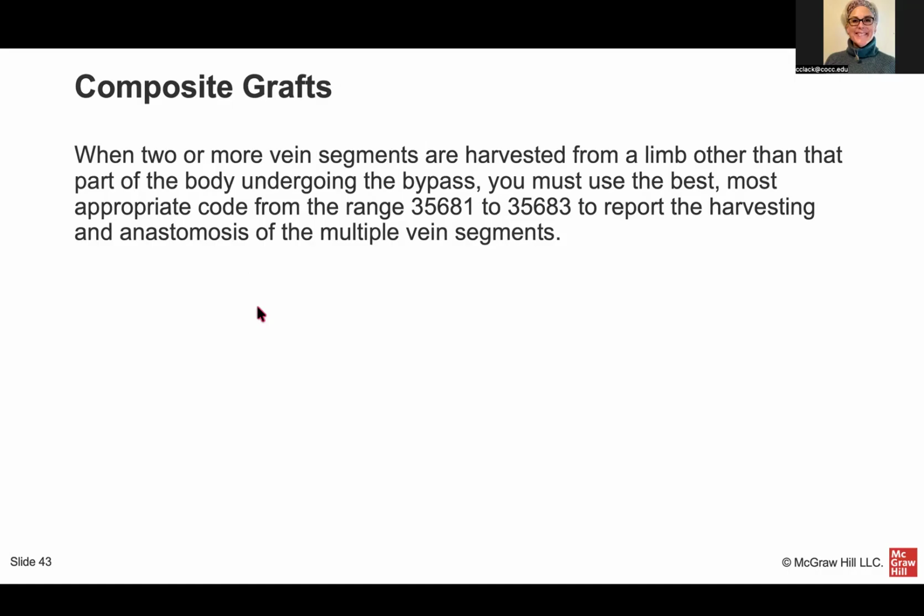Composite grafts are special situations in bypass surgery. When two or more vein segments are needed, they have to be harvested from a limb other than the one undergoing the bypass. And you're going to use codes 35681 to 35683. These codes cover the harvesting and the anastomosis, the surgical connection, of those multiple vein segments. The anatomical location of the harvest site matters here. It needs to be from a limb separate from the operative site. Think of this as a secondary procedure that supports the primary bypass.